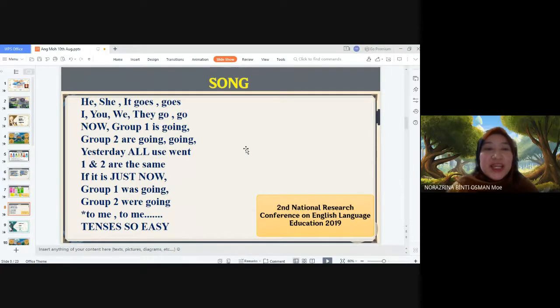She eats toast every day. Go, group one is going, group two are going. Yesterday, all use when one and two are the same. If it is just now, group one was going, group two were going. To me, to me, to me.